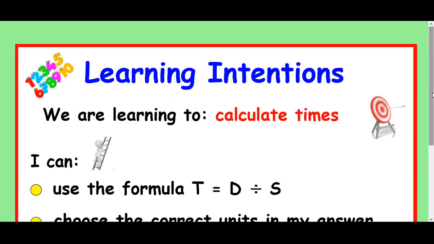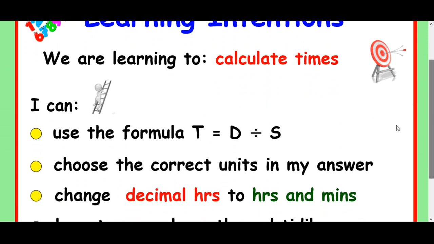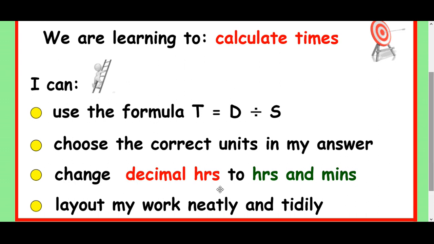Okay, so from that, the formula we're going to look at is this. So this is the formula you can copy into your jotters. Time is equal to distance divided by speed. Put a wee box around it, a star around it, whatever you want to do. Choose the correct units in your answer. Change decimal hours to hours and minutes. And lay your work out neatly and tidily. Now, the layout of the stuff is exactly the same as before. You write your formula, put the numbers in, and then get your answer.